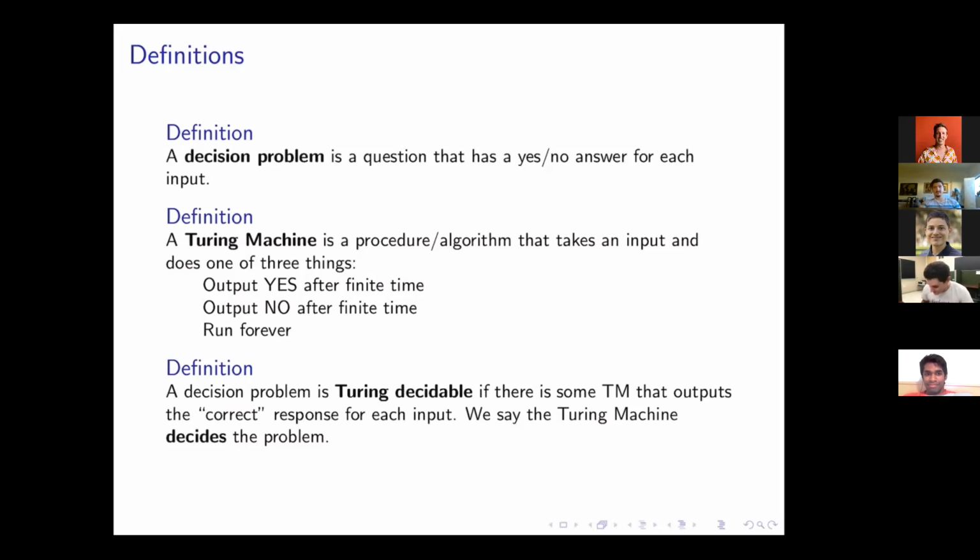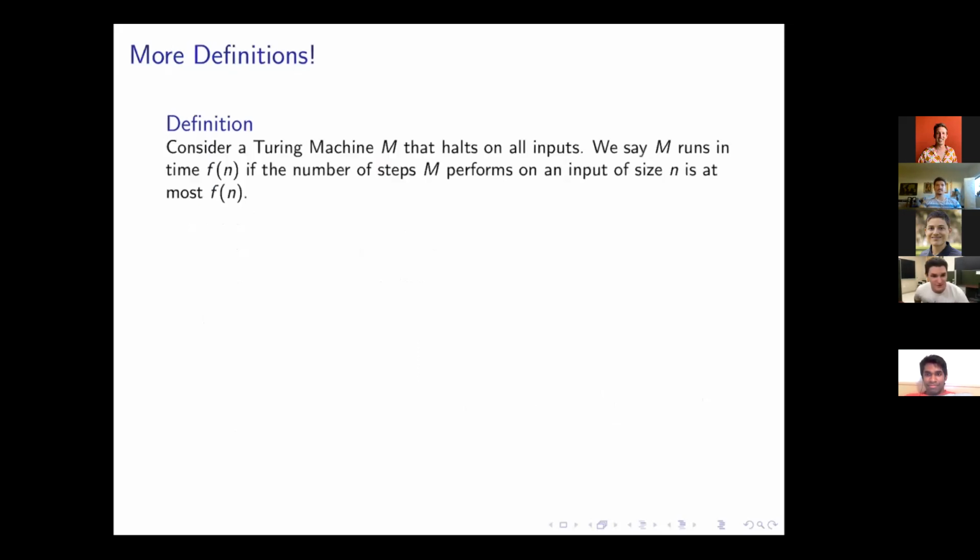Okay, cool. So plowing ahead with more definitions. We say, consider a Turing machine that halts on all inputs, so something that is always going to stop. We say that program runs in time f if the number of steps needed to perform the computation on an input of size n is at most f of n.